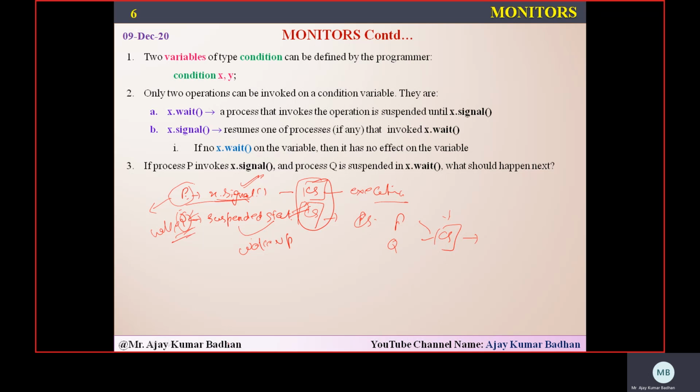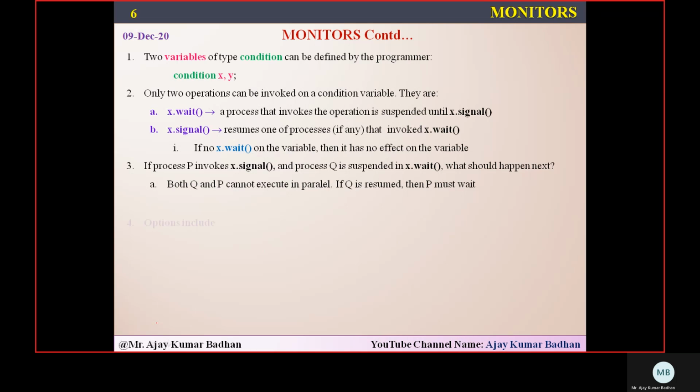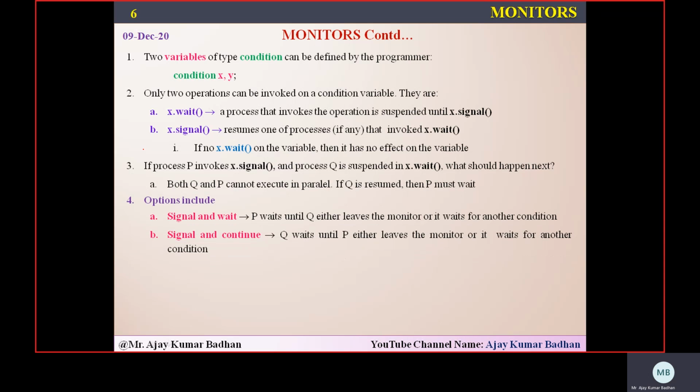To overcome this, they have come up with two different methodologies. They have given two options: signal and wait, and signal and continue. What signal and wait means is that P will call X dot signal and will wait, or suspend himself, until Q wakes up, enters the critical section, performs the work and goes out. Till then P will wait for this process to resume, perform the critical section operation and move out. So he will be in a suspended state, and then he will come out of the critical section.